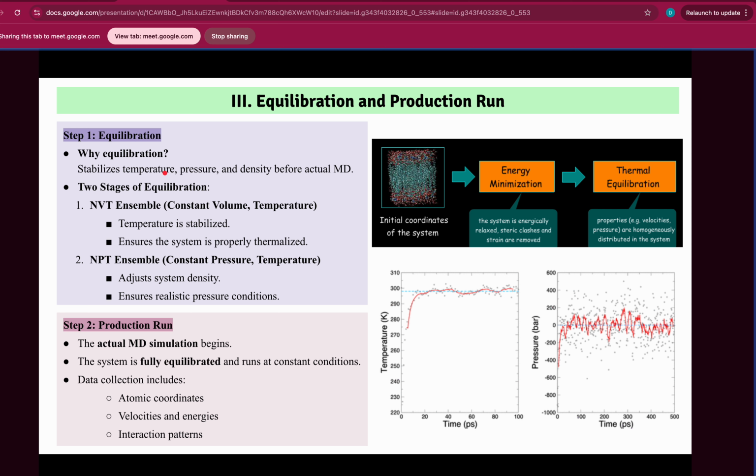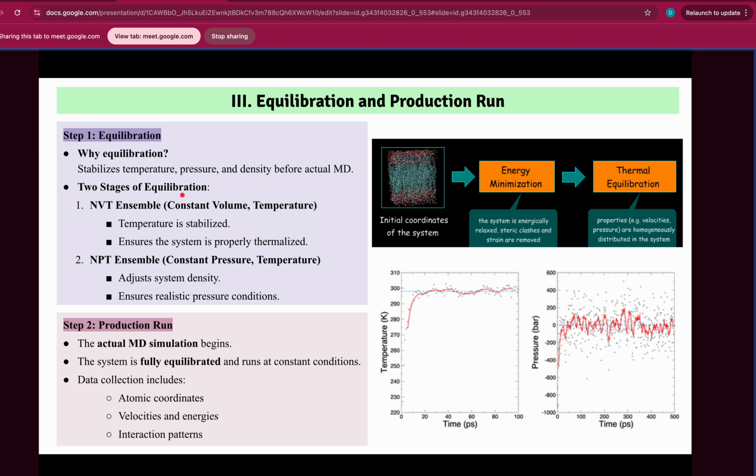We need to find out the temperature at which my protein is highly stable. We need to find out the pressure at which it has the lowest energy, in the most stable conformation. So in equilibration we tend to find the temperature and pressure at which my protein is most stable, so that I can maintain those temperature and pressure conditions, and now I can study the dynamics.